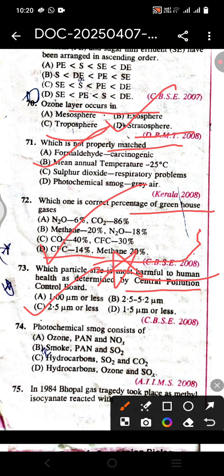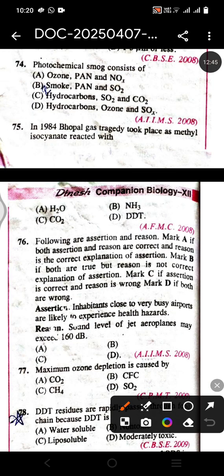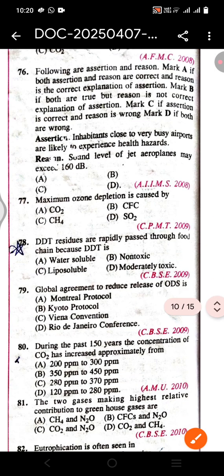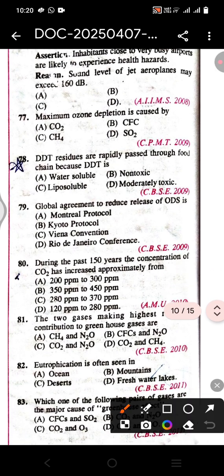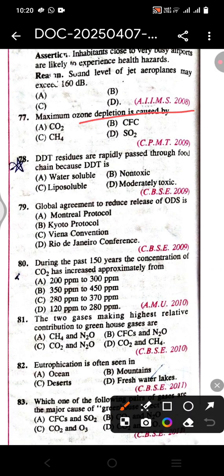Next, photochemical smog consists of ozone, PAN and nitrous oxide, option number A is correct one. In 1984, Bhopal gas tragedy took place as methyl isocyanate reacts with water, option number A. Next one is maximum ozone depletion is caused by CFC, chlorofluorocarbons. Next, DDT residues are rapidly passed through food chain because DDT is liposoluble. Option number C is correct one.